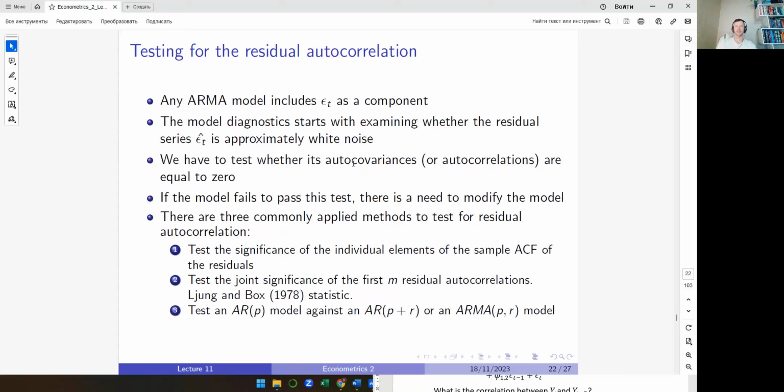Sometimes we can test an AR(p) model against an AR(p+r) model or an ARMA(p,r) model, just adding several lags here. And after adding several lags, we can decide whether there is some residual autocorrelation or not.